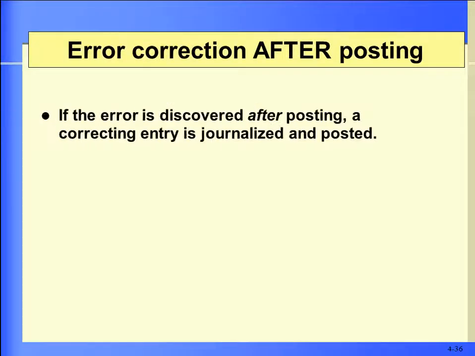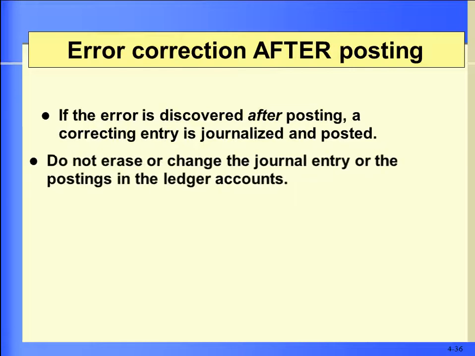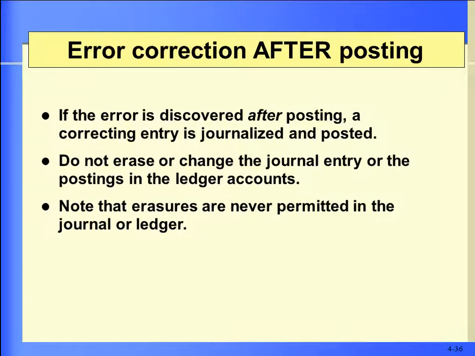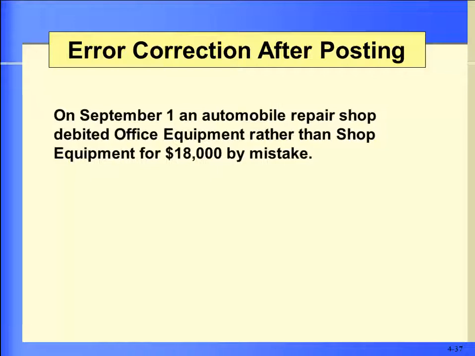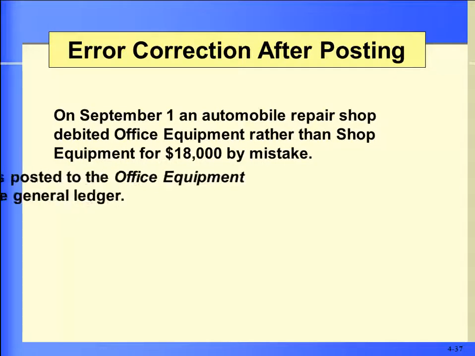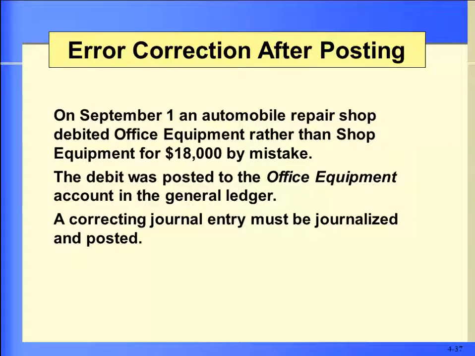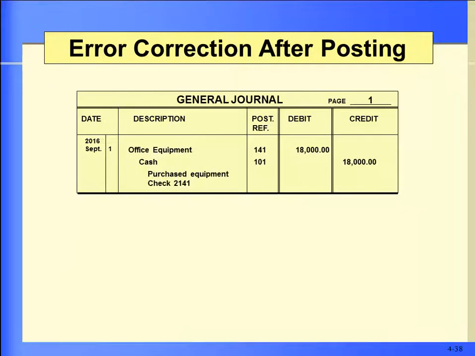So after you post it, here's a little bit different. This is what we do. Don't erase or change anything in the journal. Never permitted. So same journal entry. The debit was posted to the office equipment account in the ledger. So it went from the journal to the ledger. Now we have to post something called a corrective entry.